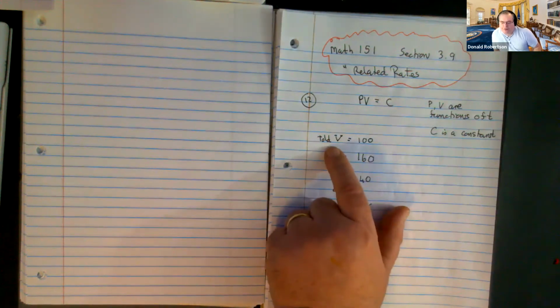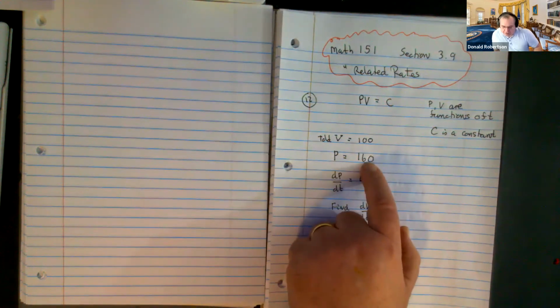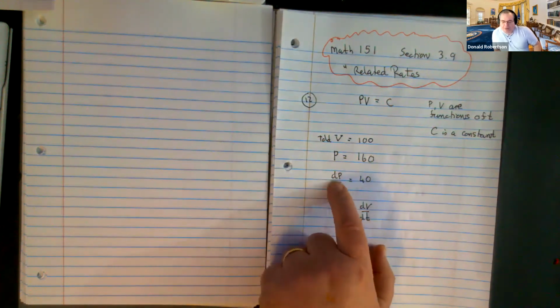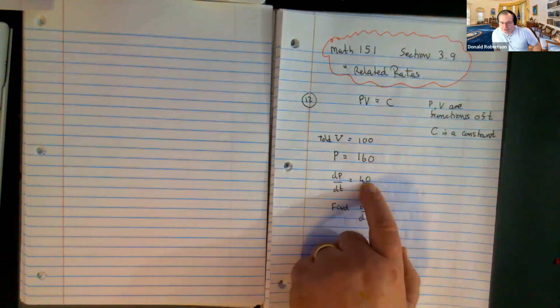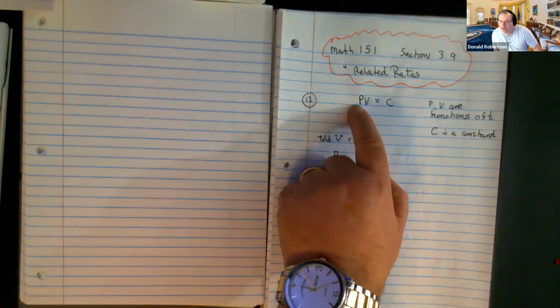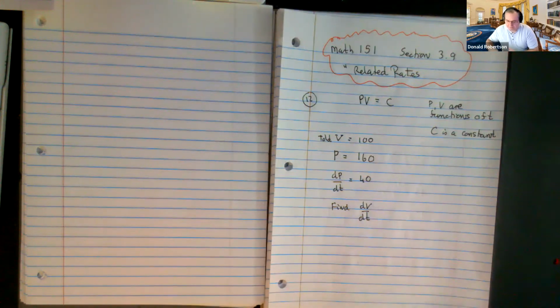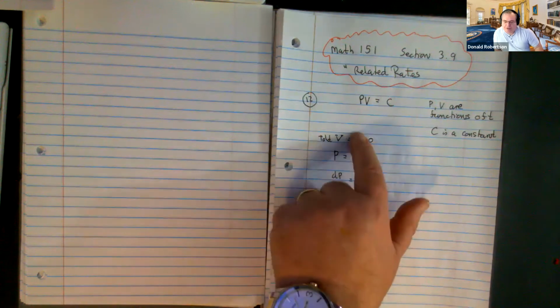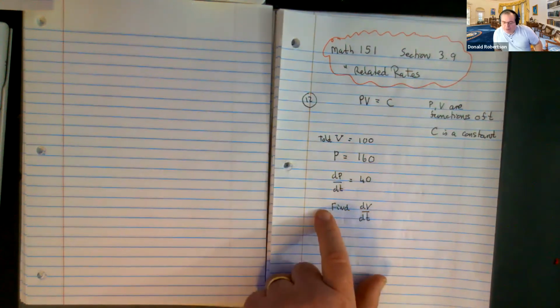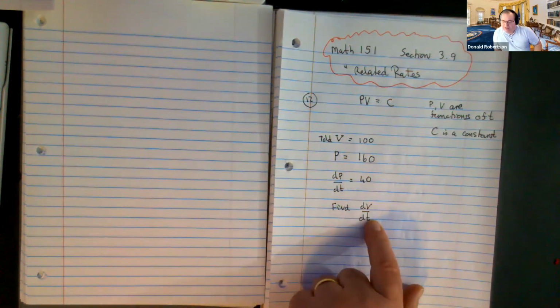We're told that the volume is 100 units, that the pressure is 160 units, and the rate at which the pressure is changing is positive 40. So the pressure is going to go up. Would you agree? That's what that's saying, right? It's going up by, in the next second, it's going to be 40 units stronger than it was before. And given this formula and only these three pieces of information, we should be able to find out what dV by dt is.